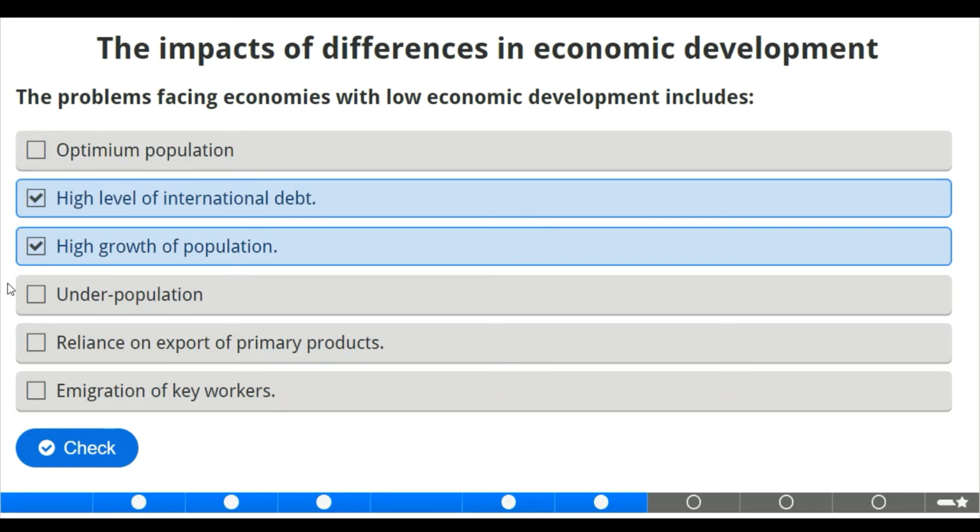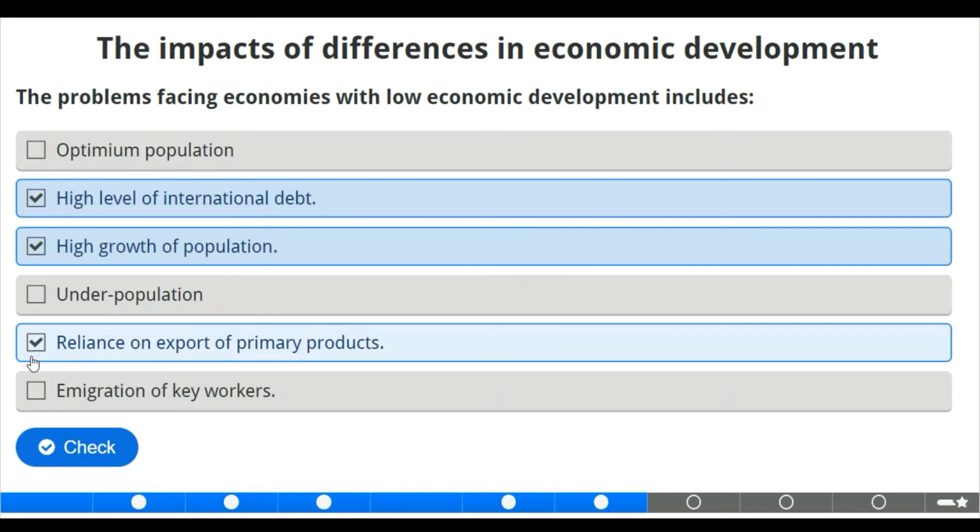Here we also have underpopulation. Of course, underpopulation cannot be the factor affecting a low economic development country. We also have reliance on export of what? Of primary products. Of course, they will rely on exports when the development of the country is very low.